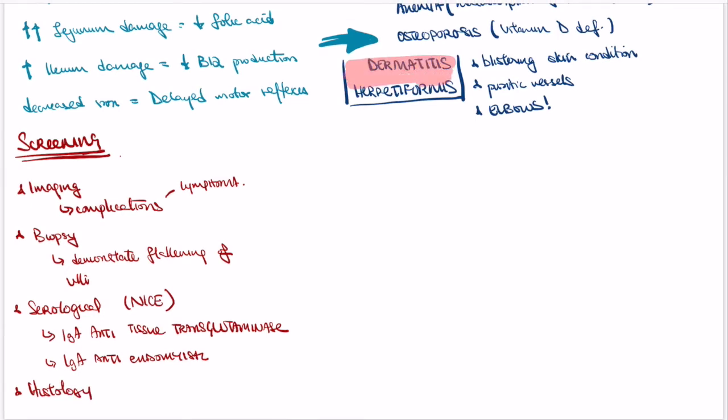The first biggest complication is dermatitis herpetiformis. This is tested with a skin biopsy and an IgA level. On histology, you would see a linear IgA deposit on the dermal papillae. It's then treated with dapsone.